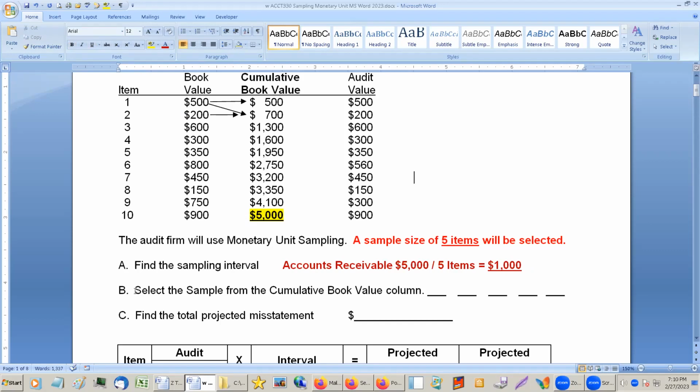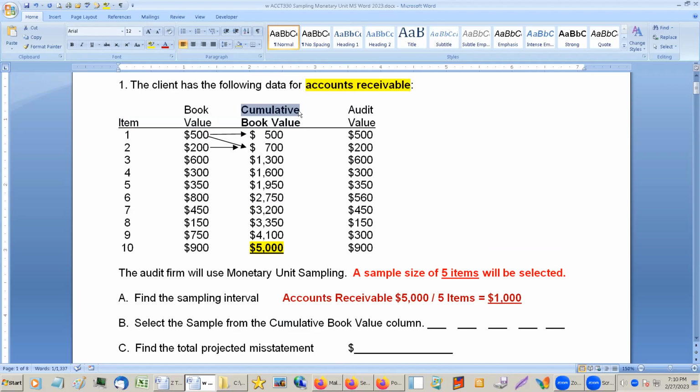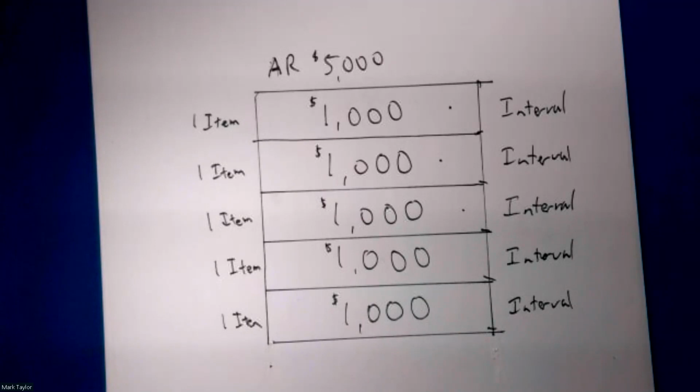All right. Now here is the great part of it. So select the sample from the cumulative book total column. Okay, so this is the cumulative book total, or value, I should say. All right. So here's what we're going to do. We are going to pick the first item that goes past that cumulative $1,000 interval. So the first one that goes past that first 1,000, that's the one we're going to pick.